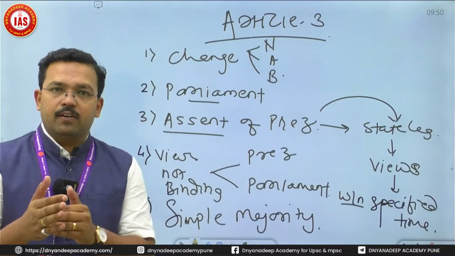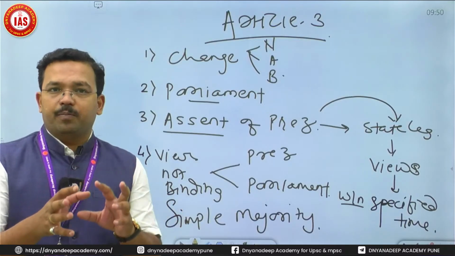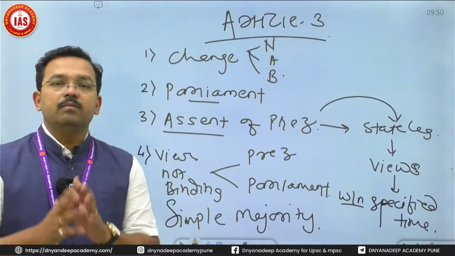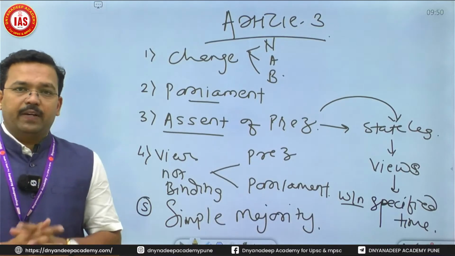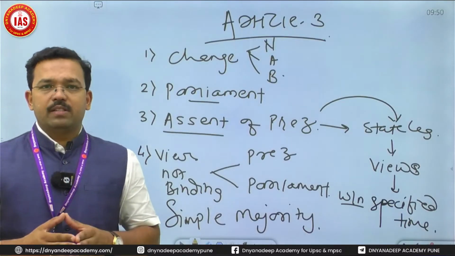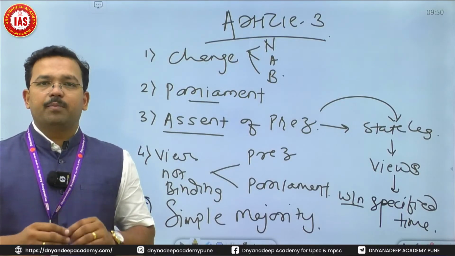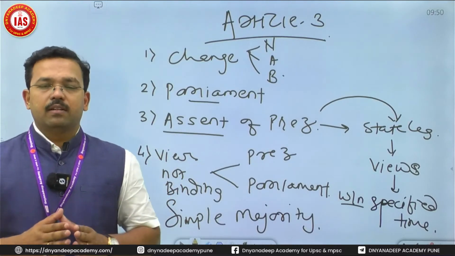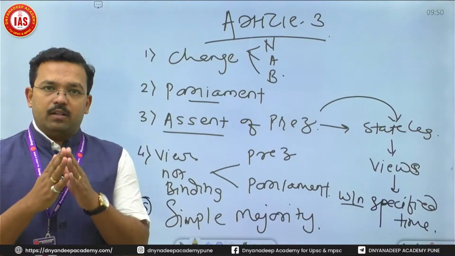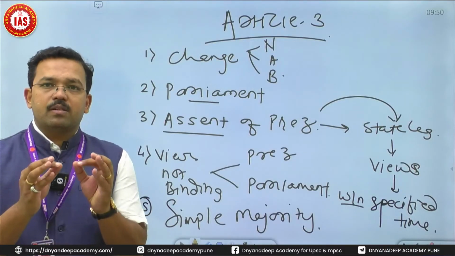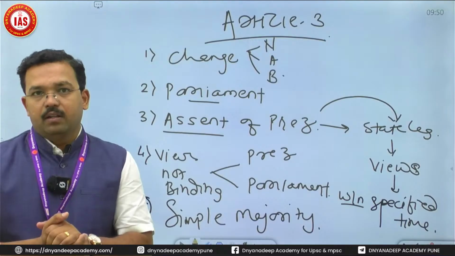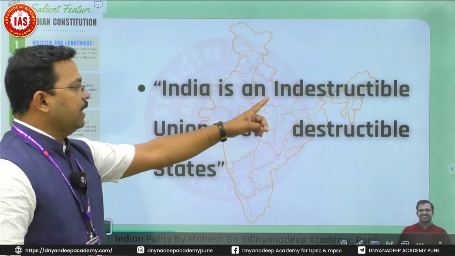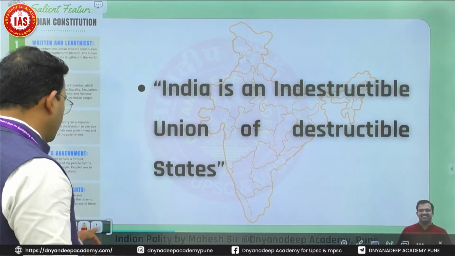Authority lies in the hands of Parliament. Assent of the President is essential. The President will send the bill to the state legislature to express their views in a specified time. Views of the state legislature are not binding upon either the President or Parliament, and Parliament will make changes to that particular name, area, boundary by just a simple majority of the Parliament. That's why this particular line: India is an indestructible union of destructible states.